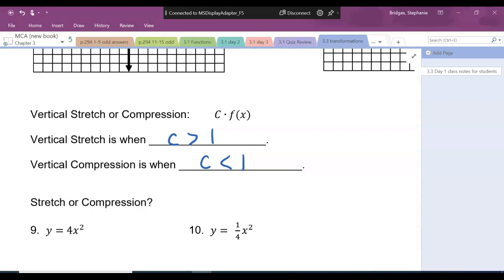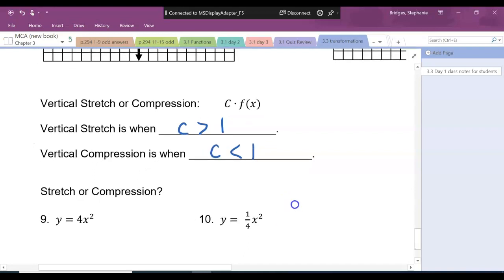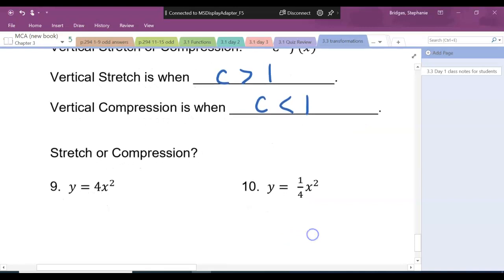So bigger than 1, it's going to make it tall and skinny, a stretch. Smaller than 1 is going to be a compression, making it wider and fatter towards the x-axis. Okay, stretch bigger than 1, compression smaller than 1. So take a minute and answer questions 9 and 10. Is it a stretch or is it a compression, based off of the number that you're multiplying by your function?